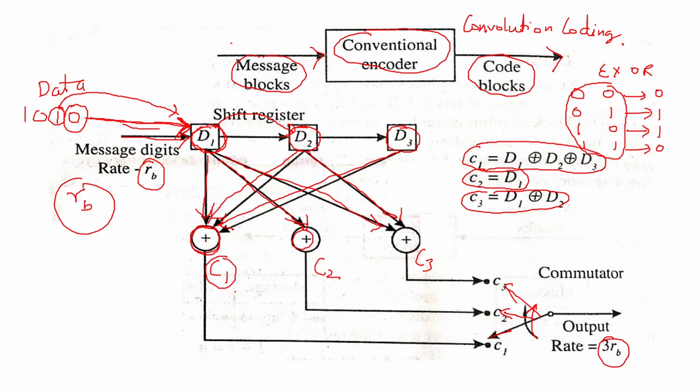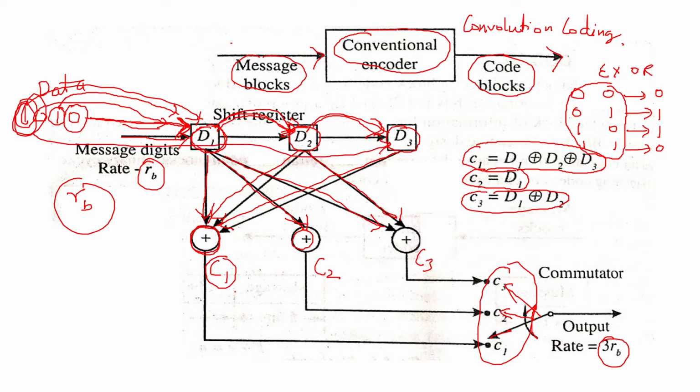Then again, the third digit will come here. Then the second digit will go to the second one and the first digit will go to the third one. Then again you are going to see what is C1, C2, C3, the output. Then again the fourth will come here, and what was there before will go to the next shift register. Again you are going to take C1, C2, C3. Now this C1, C2, C3 will be taken till the last bit of the data reaches the last shift register. Till it reaches the last shift register, in every time interval you are going to take these 3 bits.